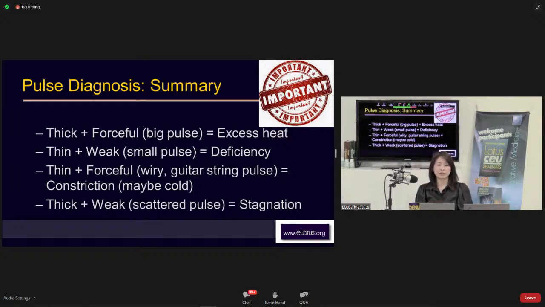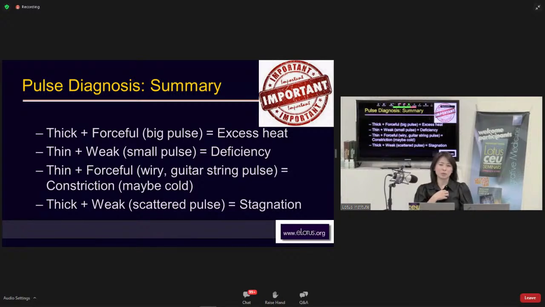Have you ever encountered that kind of pulse? It feels very tight, like a guitar string. So if it's thin, that means there's some sort of constriction. And if it's forceful, that means there's coldness. Okay, that's what that means. And this is especially true if you find it in the left Cun position. If you find this pulse in the left Cun position, you know that the heart has coldness, and the heart is the organ of fire, right? And in the fire element, the worst thing you can do is to have cold in there.